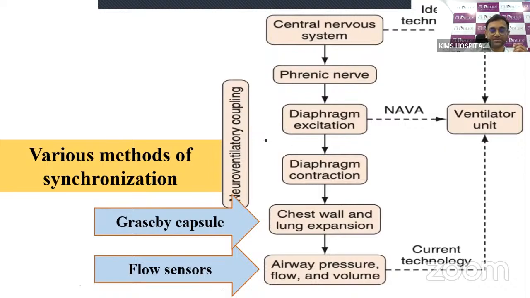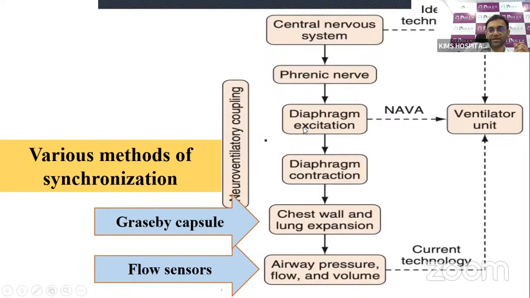But the problem here is that there is so much time delay between the central nervous system and the time the flow sensors or the Graseby capsule detect the respiratory impulse. Ideally, from the central nervous system, the phrenic nerve, diaphragmatic excitation and diaphragmatic contraction happen, and at the same time the breath needs to be delivered. So here comes the role of NAVA.